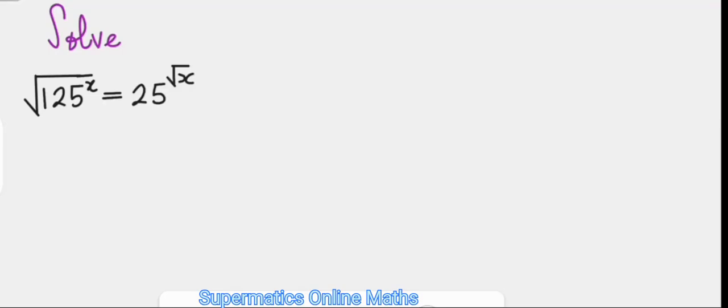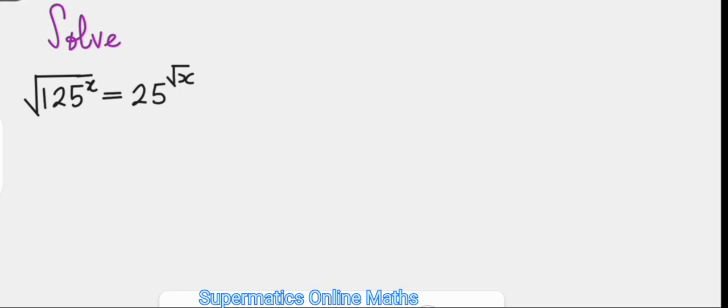In today's math tutorial, we want to solve this exponential equation with radicals. That is, the square root of 125 to the power of x is equal to 25 to the power of square root of x.